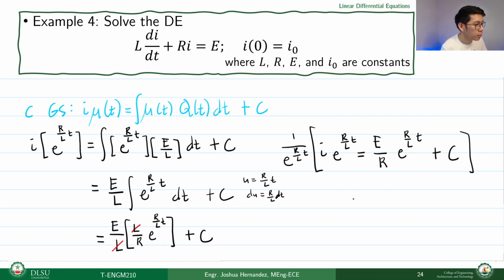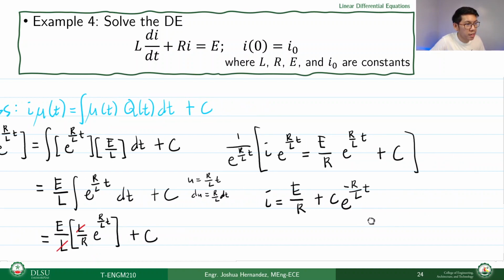Okay. So, magkakaroon tayo ng expression for I, and that is I equals E over R. Mapapansin natin, this cancels out. We're left with plus C, and then E raised to negative R over L T. Okay. So that is our expression for I.